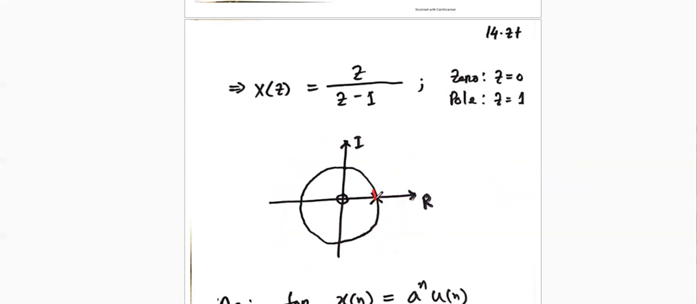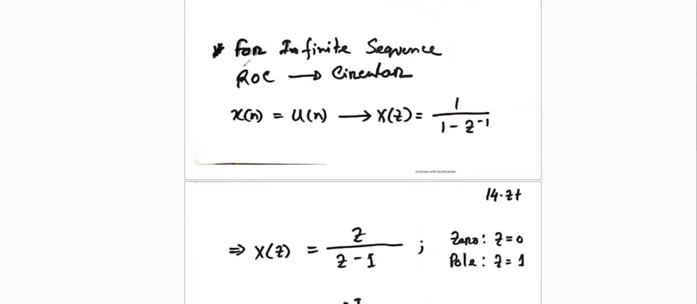Always, this circular representation actually starts from a pole, not from a 0. That means the restriction, or the boundary, of the ROC always starts at the location of the pole if you have a single pole. If you have multiple poles, we'll definitely talk about this with an example. But what is our main motivation for this example? For infinite sequences, the ROC is in a circular pattern.